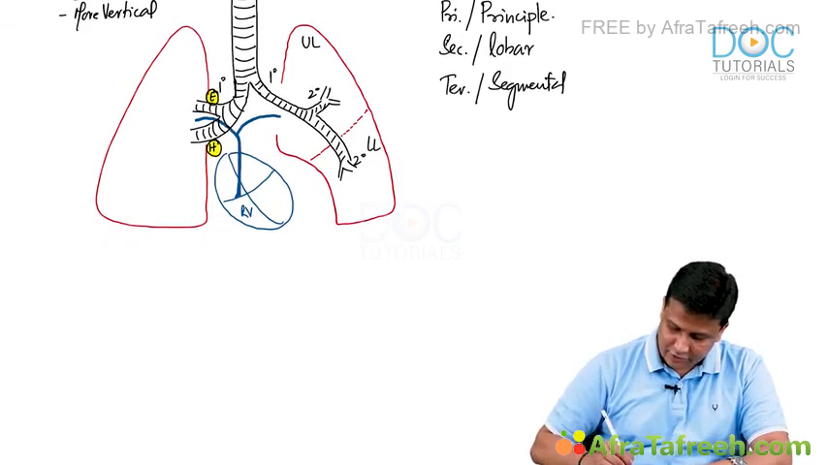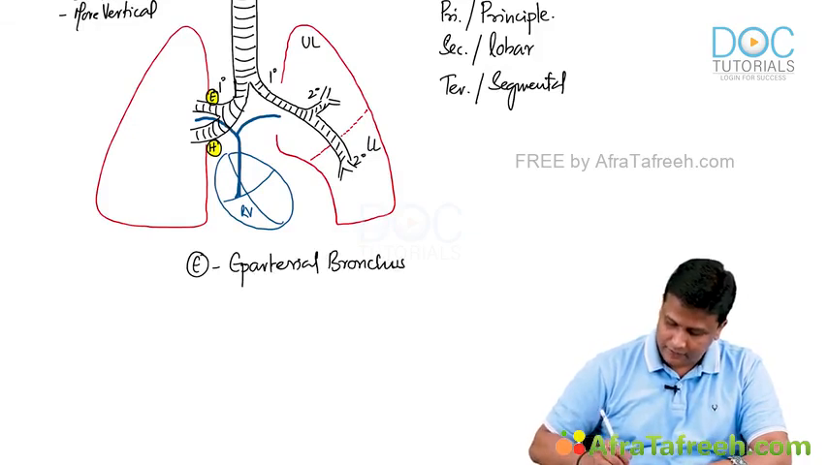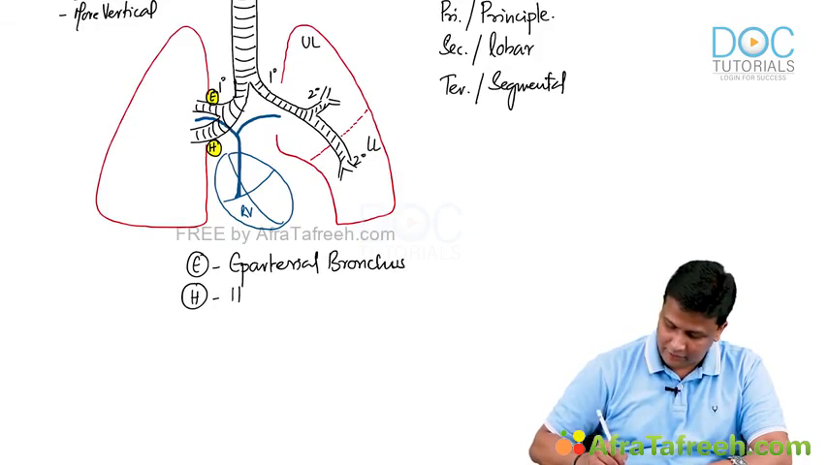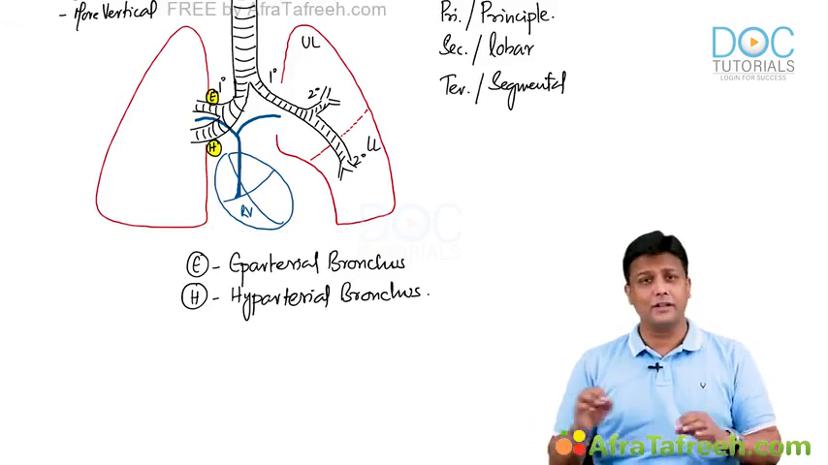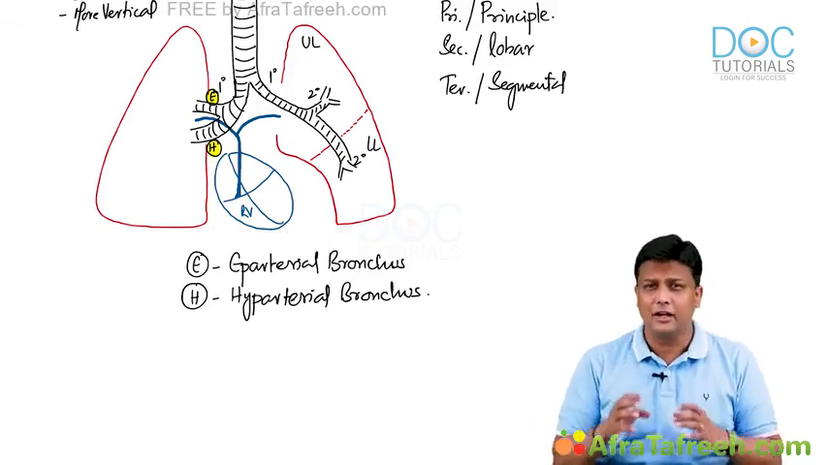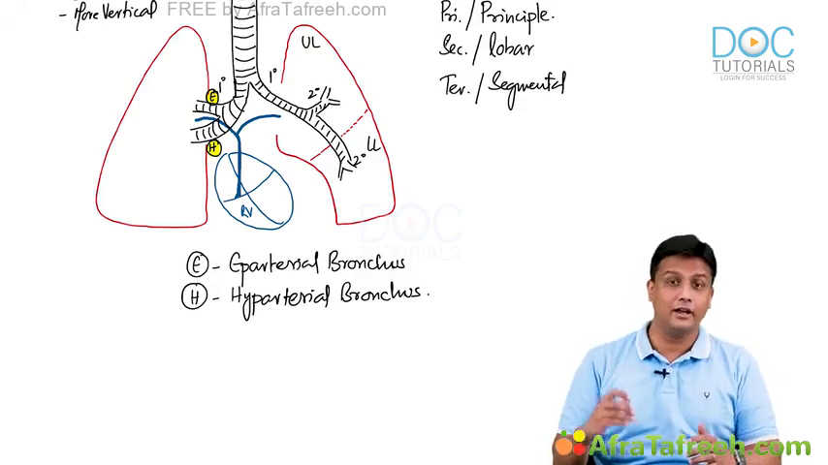Okay, so let us just write down the full name here. E stands for eparterial bronchus. And then H stands for hyparterial bronchus. I think now you will 110% agree with me how the concept is becoming crystal clear here. I have seen many students just mugging that name without understanding eparterial, hyparterial.